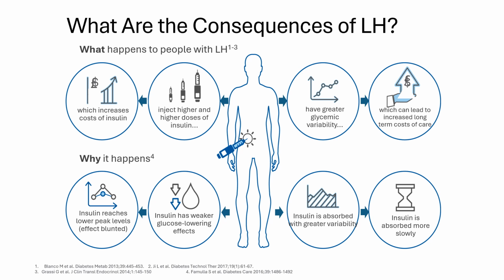Insulin has weaker glucose-lowering effects if you're injecting into lipohypertrophy because it can't absorb. And the insulin's absorbed with so much greater variability. So it's really not a good thing to go into the same spot all the time. And as nurses injecting people with insulin, we should be aware of where we are injecting.